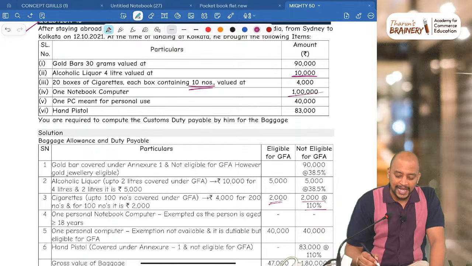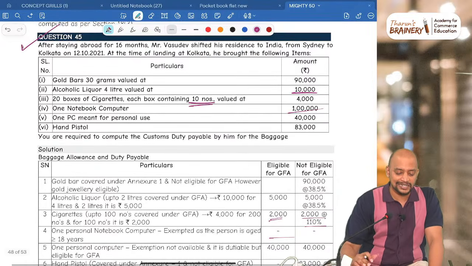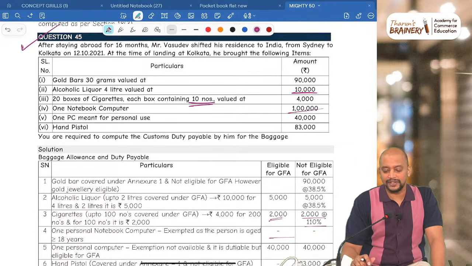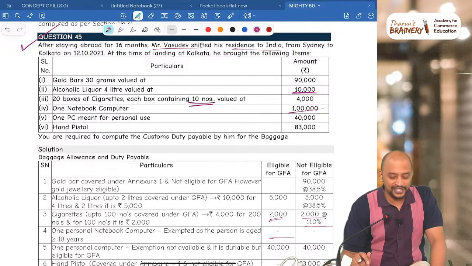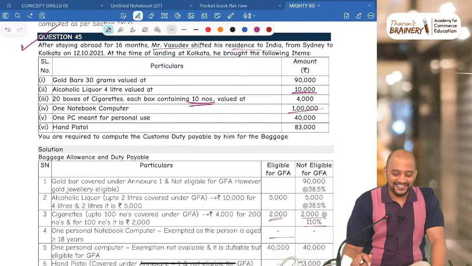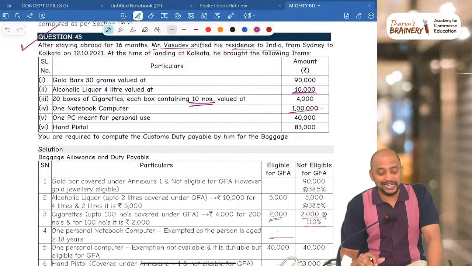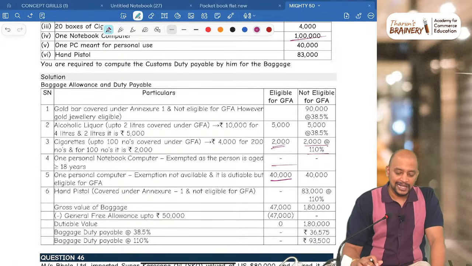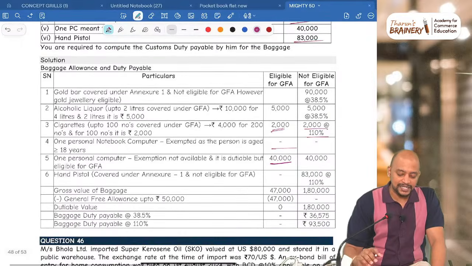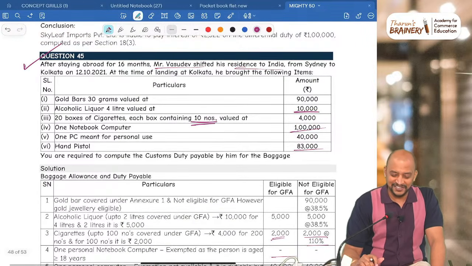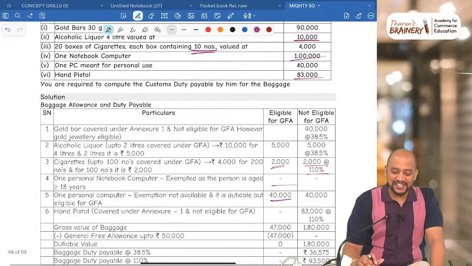Notebook computer 1 lakh, exempted because more than 18 years. That's not given, sir. That's not given, we need to take the assumption. Shifting his residence, Mr. Vasudev, like that is all given, so definitely more than 18 years. Then next, one PC meant for personal use. PC is dutiable but eligible for GFA, 40,000. And hand pistol 83,000 not eligible for GFA, 110%. Definitely 18 plus. You are required to compute the customs duty payable by him.